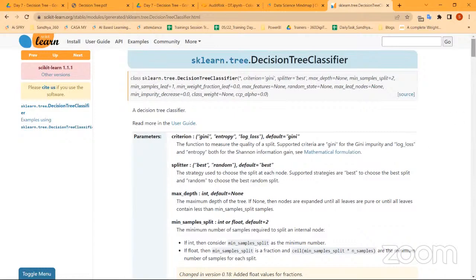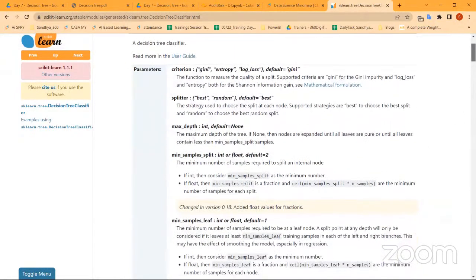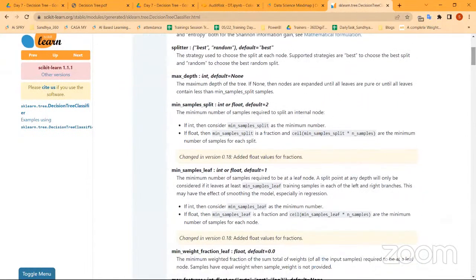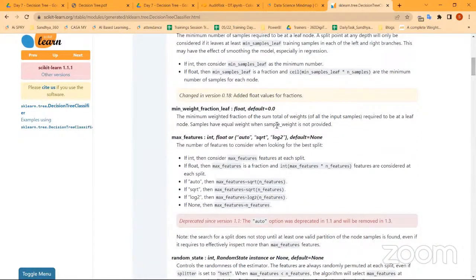And then minimum samples, the minimum number of samples required to split an internal node. By default it requires 2. And the minimum samples leaf, the minimum number of samples required to be at a leaf node, that also we can define. And then we have maximum features, default none, so we need not mention anything. It is the number of features to consider when looking for the best split, so it is also one of the key factors.